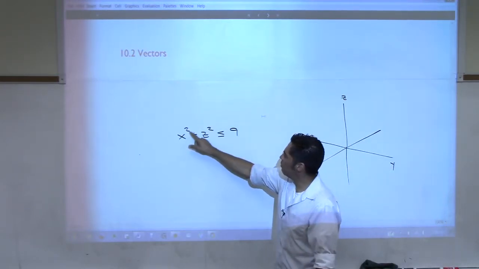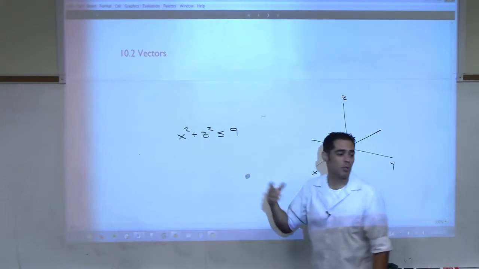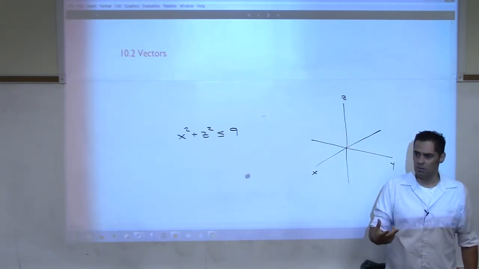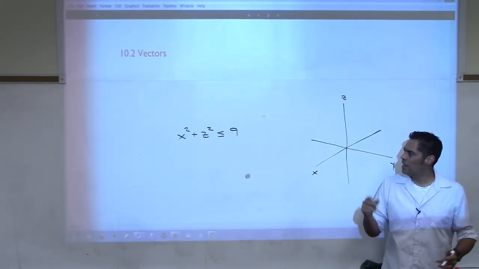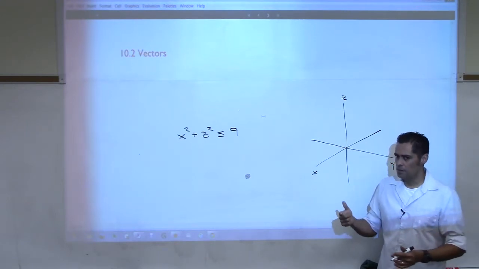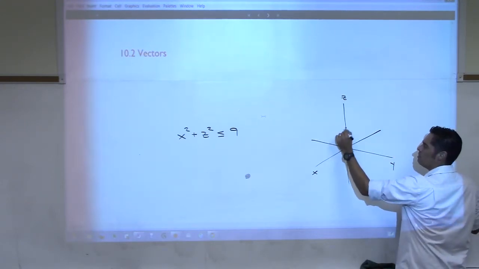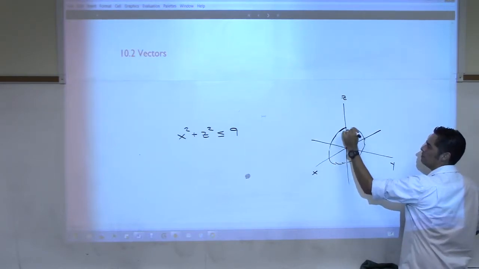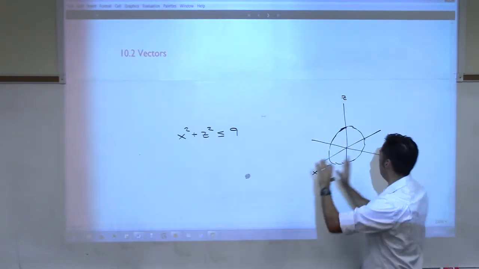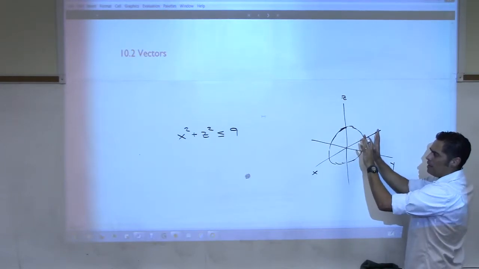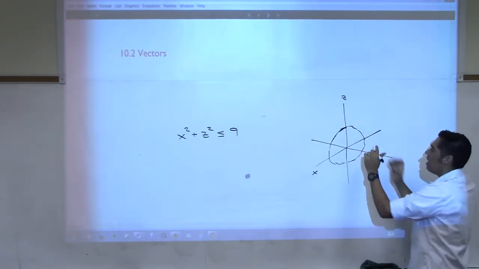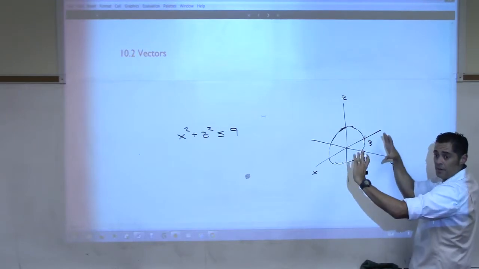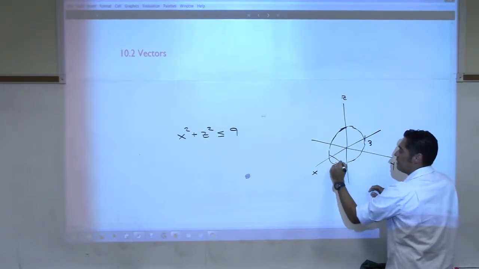If this was x squared plus y squared equals 9, that would be a standard circle. But it's x squared plus z squared, so it's a circle in the xz plane. Up against that wall, it's a circle, but it's also everything inside of that, and it has a radius of 3. It's everything inside of that, so it's like a disk now.